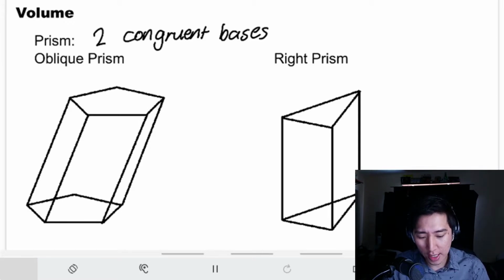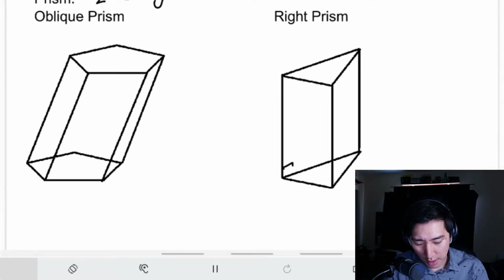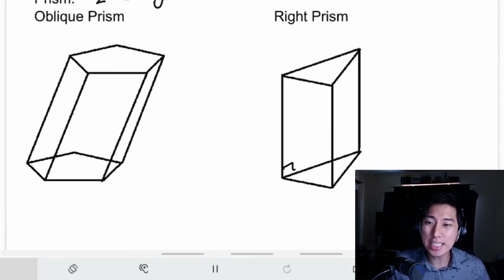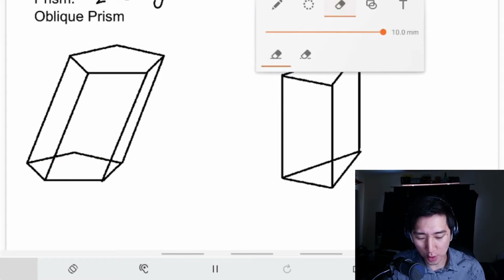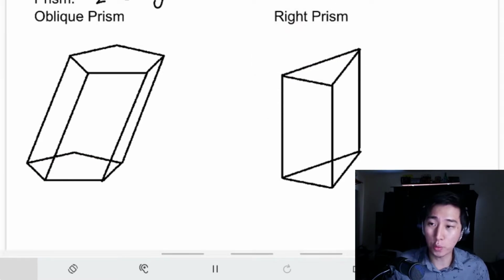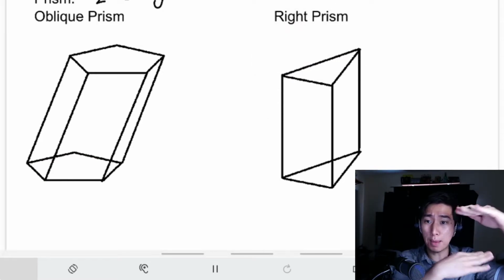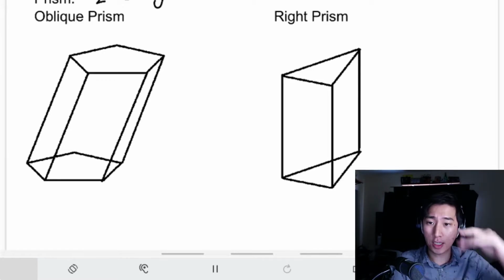Now, the main difference that you can tell is if you have a right prism, then the height makes a 90-degree angle with your base, basically. That's the whole idea. Whereas if you look at this, obviously it is not 90 degrees, and that's the main difference between an oblique prism and a right prism. Again, oblique prism, my bases are offset. Right prisms, they're right on top of each other.